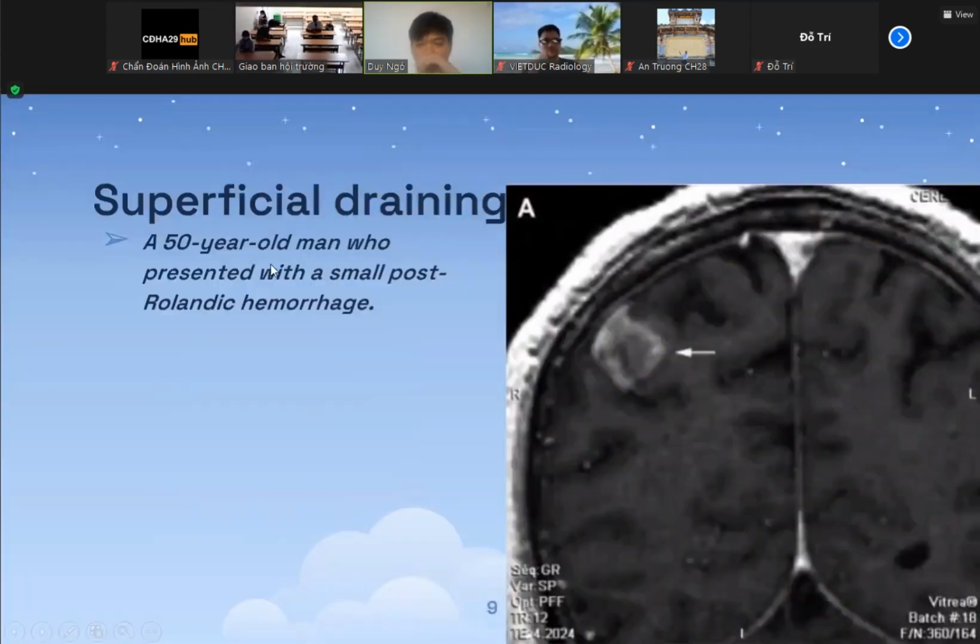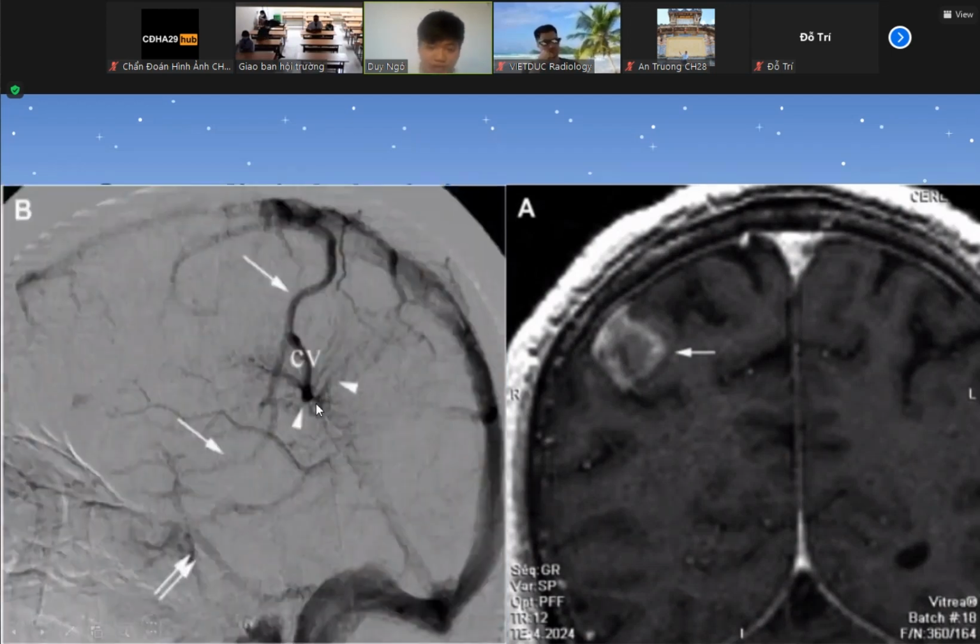Okay, about supervision, let's go through a case. A 50-year-old man presented with a small post-Rolandic hemorrhage in the brain, and on the DSA venous phase, you can see an appearance of caput medusa with a lot of radicals converging into a big collecting vein. That vein goes into the vein of Galen and into the superficial sagittal sinus, and here you can also see some other venous drainage going into the vein of Labbé.